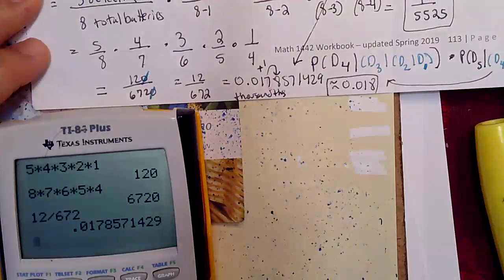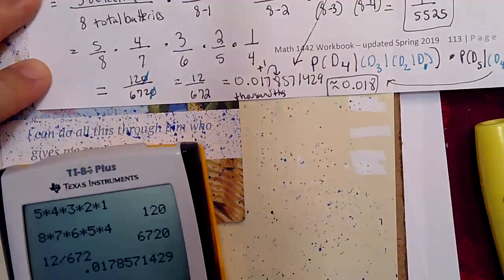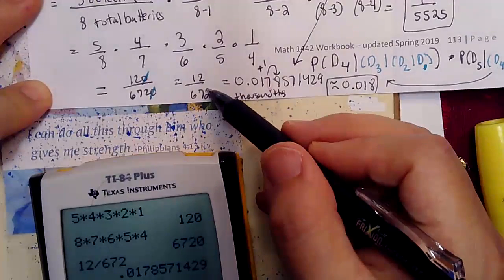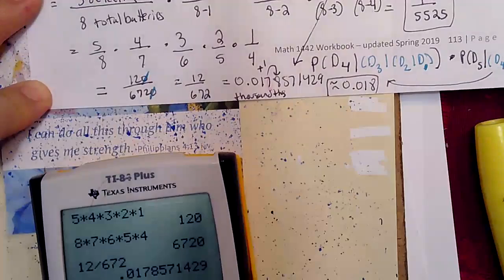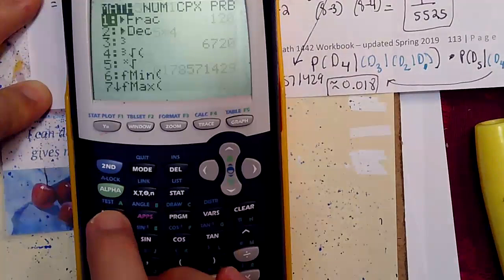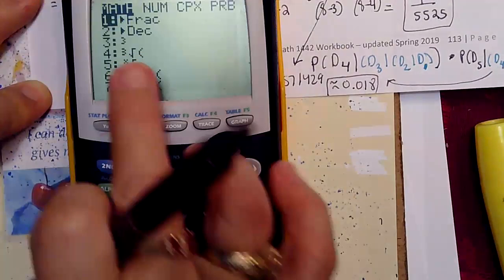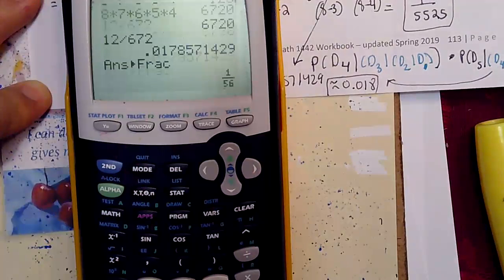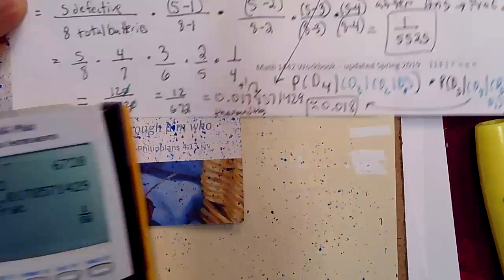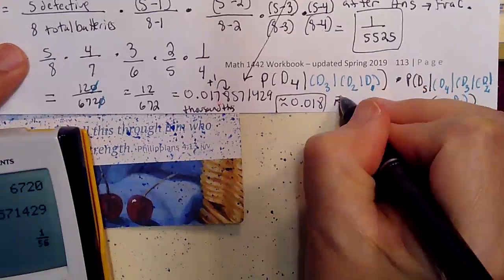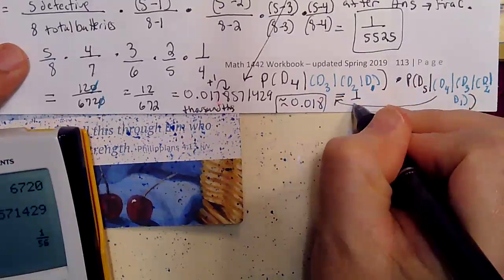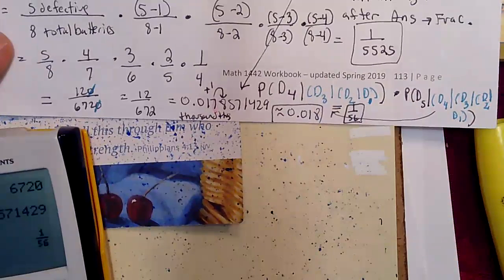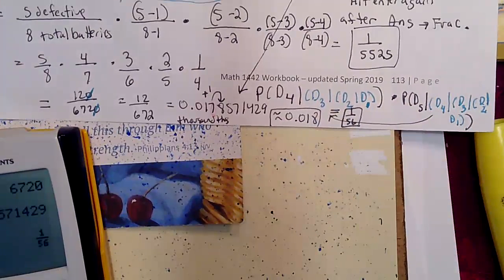And then let's see if we can get a fraction out of 12 over 672. These are both even, so 2 will go into it, but let's see if the calculator would do that for us. So you do math, and then you want that fraction, so you hit enter, and then you hit enter again. 1 over 56. So I can put that this is equal to 1 over 56.